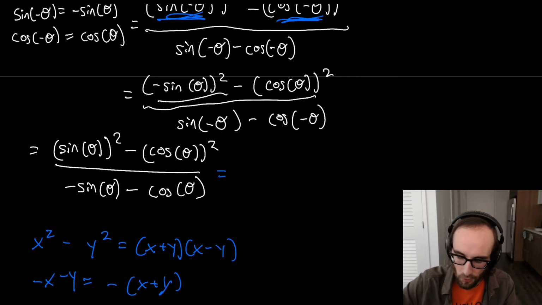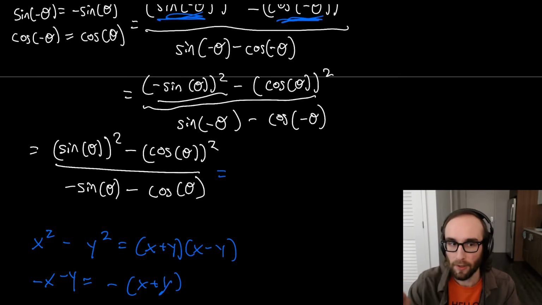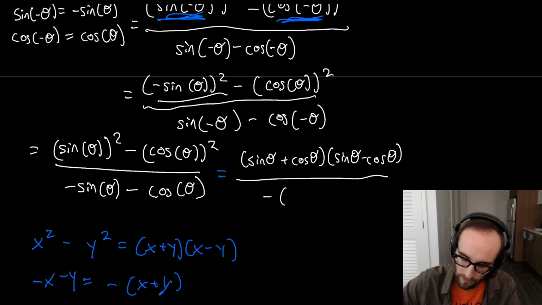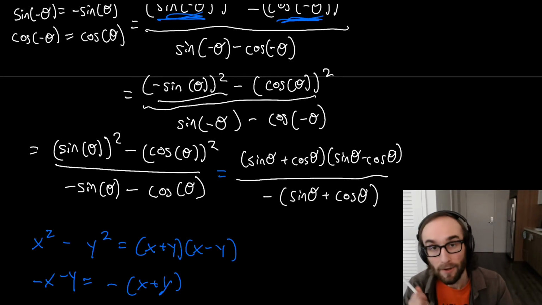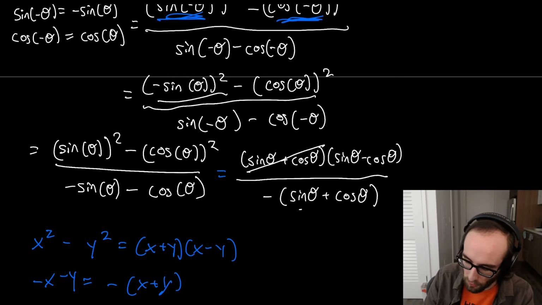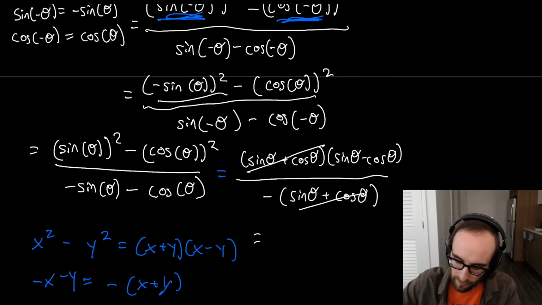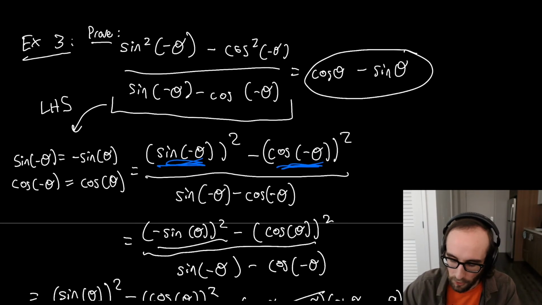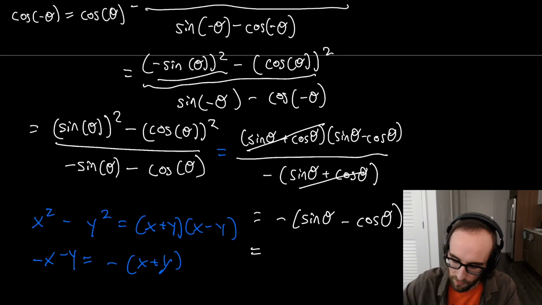If we were to apply that to sine and cosine, on top we have sine theta plus cosine theta times sine theta minus cosine theta all over negative sine theta plus cosine theta. Okay, now notice by factoring, we can cancel out the sine plus cosine thetas. So we end up with, we still have that negative in front, negative sine theta minus cosine theta. And then looking back at our right side, we want to try and end up with cosine theta minus sine theta, which we can do just by distributing the negative.